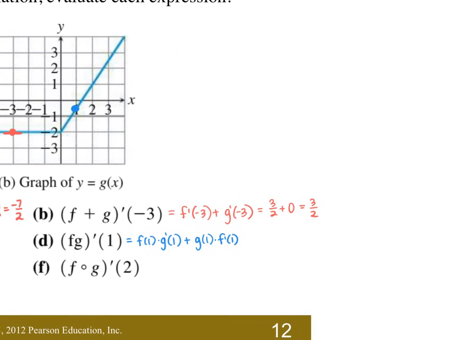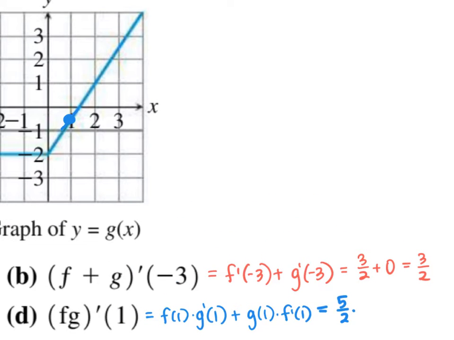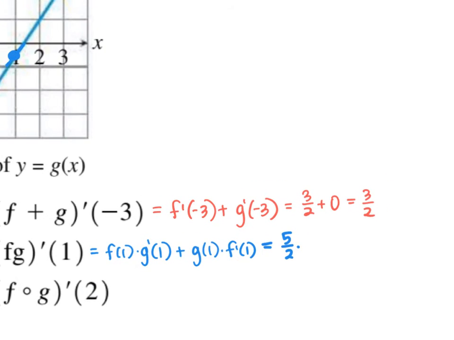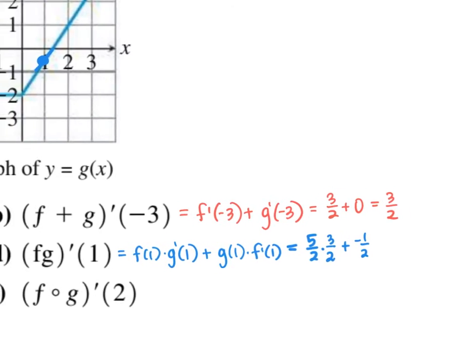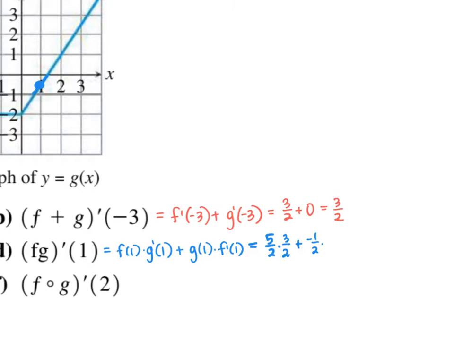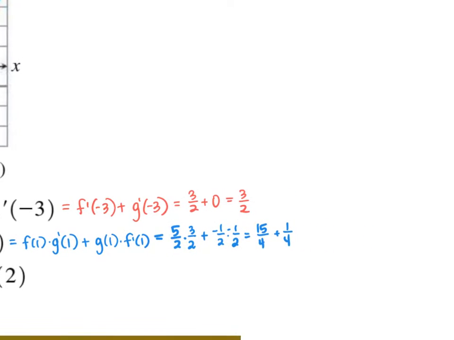So f of 1 was 5/2 off of the chart. G prime is the slope right here. And so the slope of that linear piece is up 3/2. And then we'll add to that g of 1, which we know is -1/2, and f prime of 1, which is the slope value here, which is down 1/2. So we're getting 15/4 plus 1/4. So 16/4 or 4.